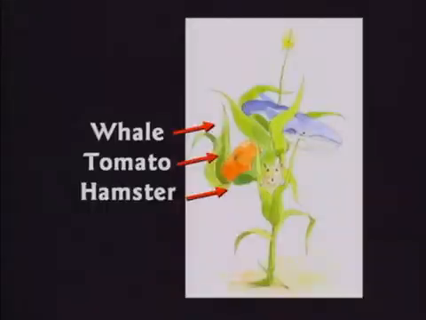But I'll tell you what, folks, you can crossbreed corn from now to the cows come home, and you're always going to get corn. You're never going to get a hamster or a tomato or a whale to grow on your corn stalk, okay? That ain't going to happen.